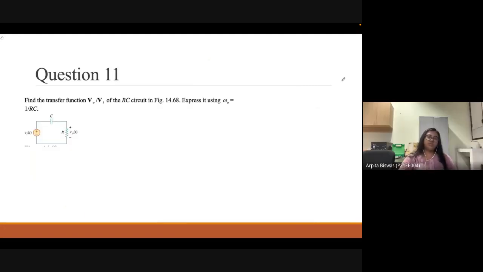This is question 11. Find out the transfer function V0 by Vinput of the RC circuit from this figure. Express it using omega naught, which is equal to 1 by RC.